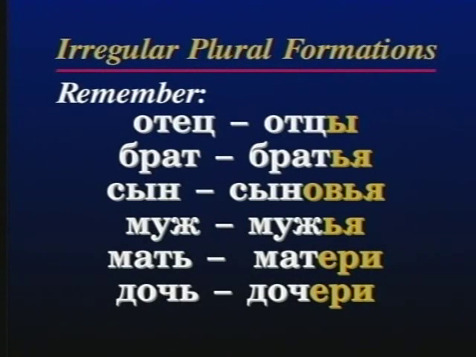More irregular plural formations. We have to remember about the family words. For some reason, language-wise, there's nothing easy about a family. Отец, отцы. The ending is regular, but all of a sudden we lost the letter «е» right in the middle of the plural word. Отцы. Брат, братья. Сын, сыновья. Муж, мужья. Мать, матери.